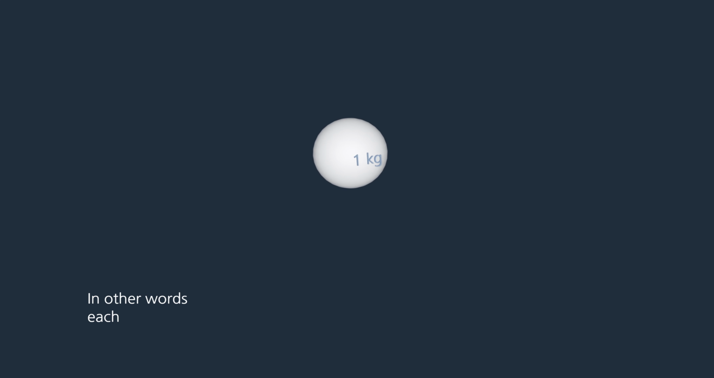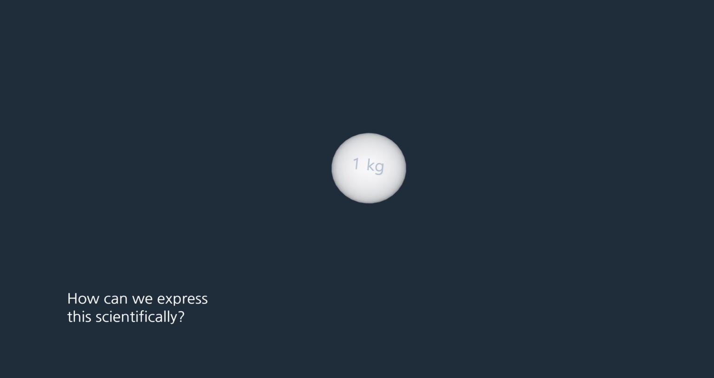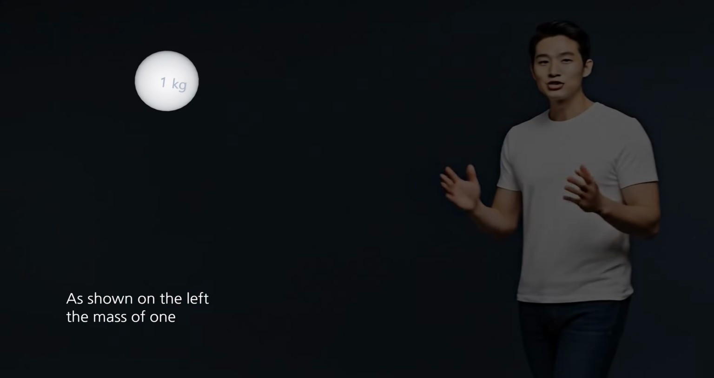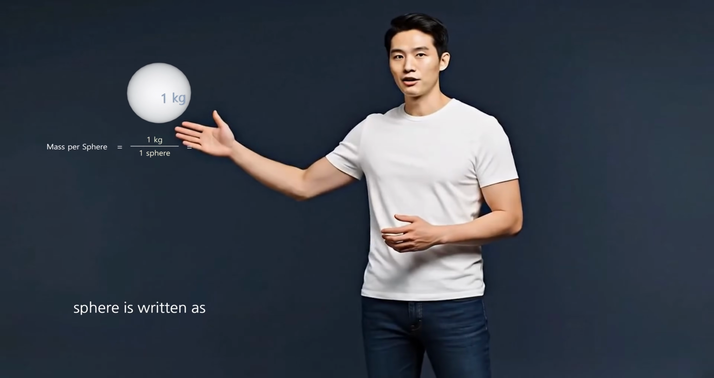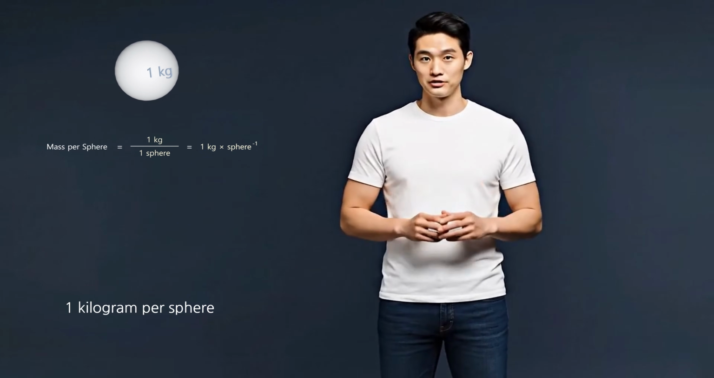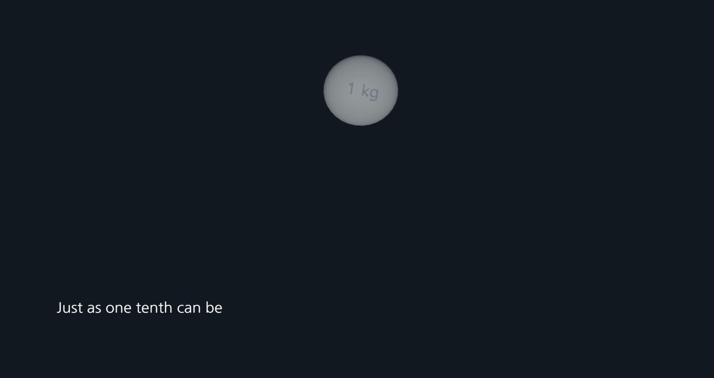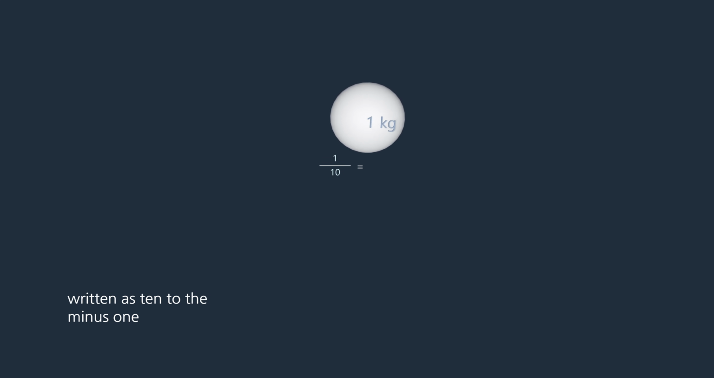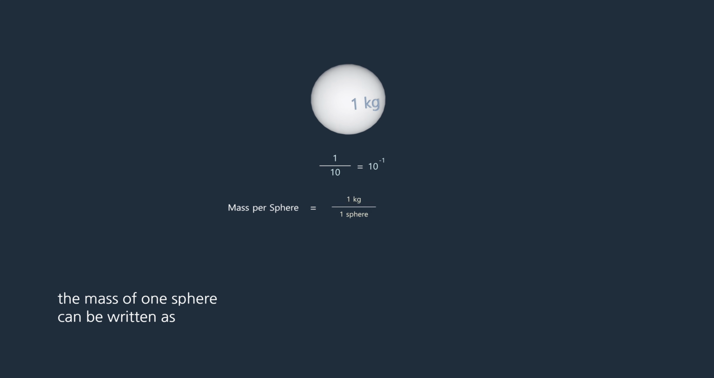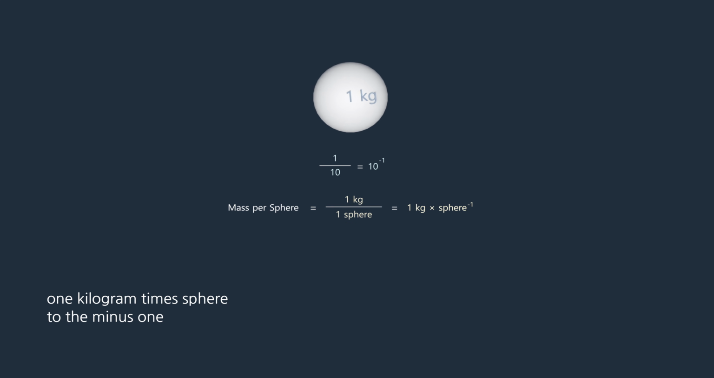In other words, each sphere has a mass of 1 kilogram. How can we express this scientifically? That's right. As shown on the left, the mass of one sphere is written as 1 kilogram per sphere. Notice that the number of spheres is in the denominator. Just as 1/10 can be written as 10 to the minus 1, the mass of one sphere can be written as 1 kilogram times sphere to the minus 1.